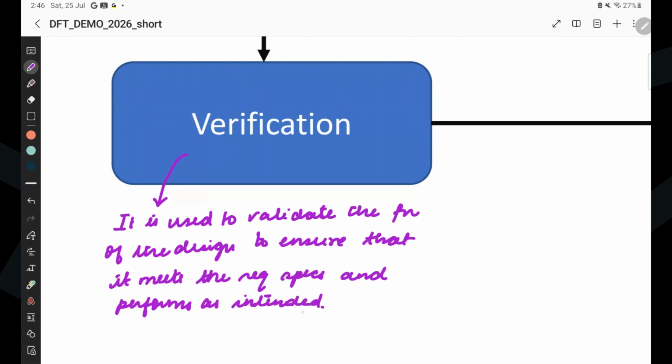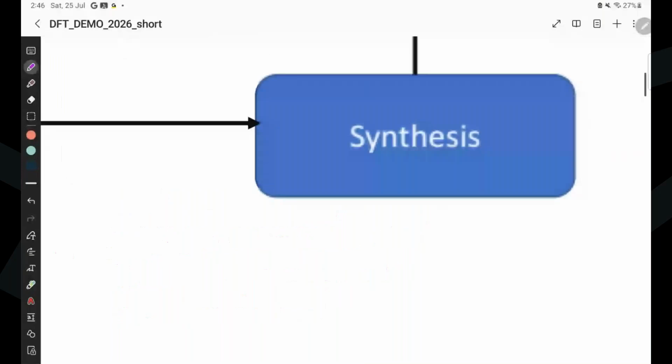Okay, so this is nothing but the verification stage. It is to validate the functionality of the design to ensure that it meets the required specifications and performs as intended. And after the verification stage, we have the synthesis stage.